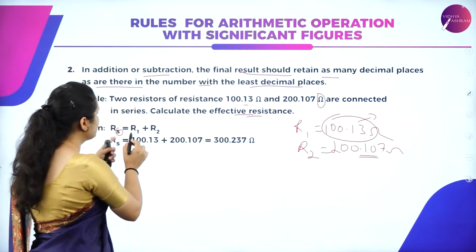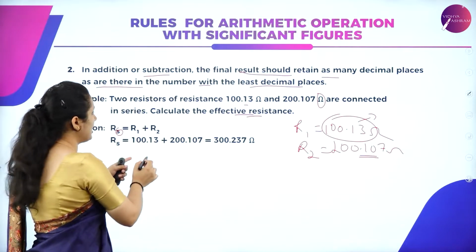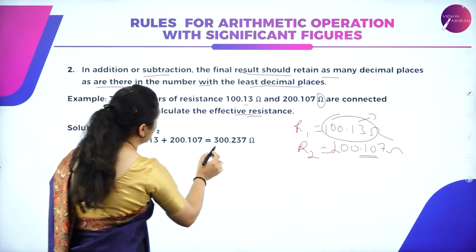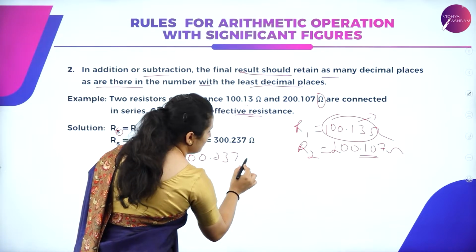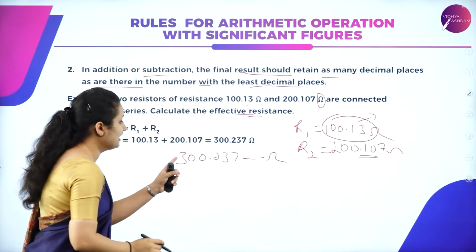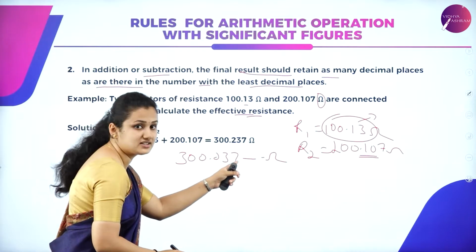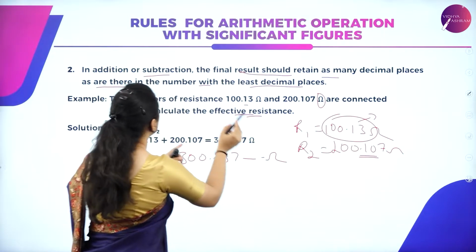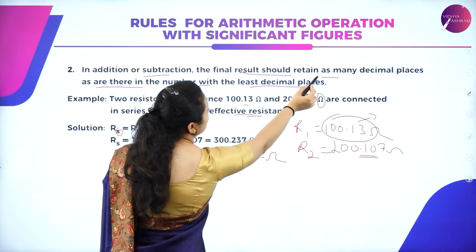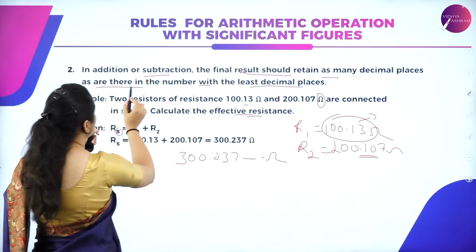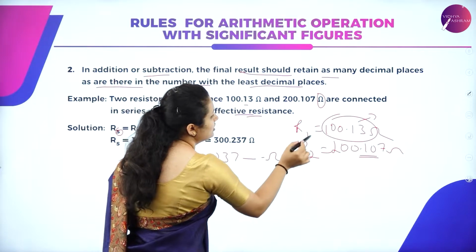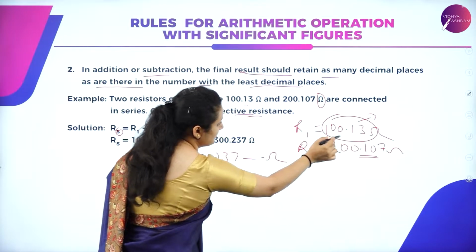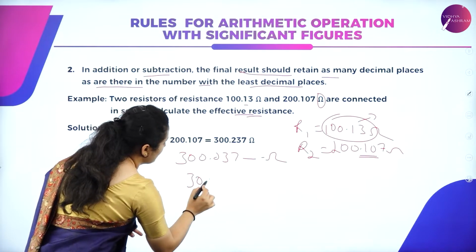So, when you calculate series, the formula is R1 plus R2. Add R1 and R2, and you will get 300.237 ohm. But my rule says the result should retain as many decimal places as there are in the number with the least decimal places. R1 has the least decimal places. So, I will write it as 300.